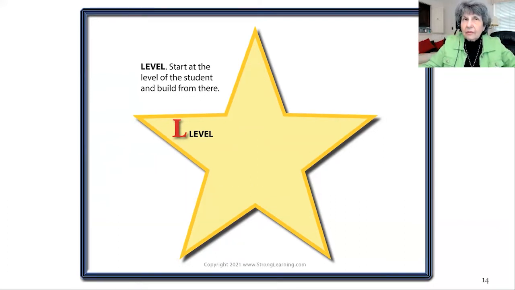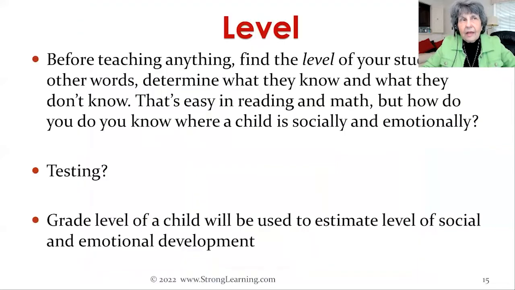Let's go to level. How do you get the level when you're going into a kindergarten class, a 3rd grade class? Before teaching anything, you have to find the level. It's easy in math and reading. You give them a test and you find out the level. Is there testing for social and emotional? Yes. It's costly and very time consuming. It's just hard to do. Keep it simple, because you're going to do pretty well following something with simplicity.